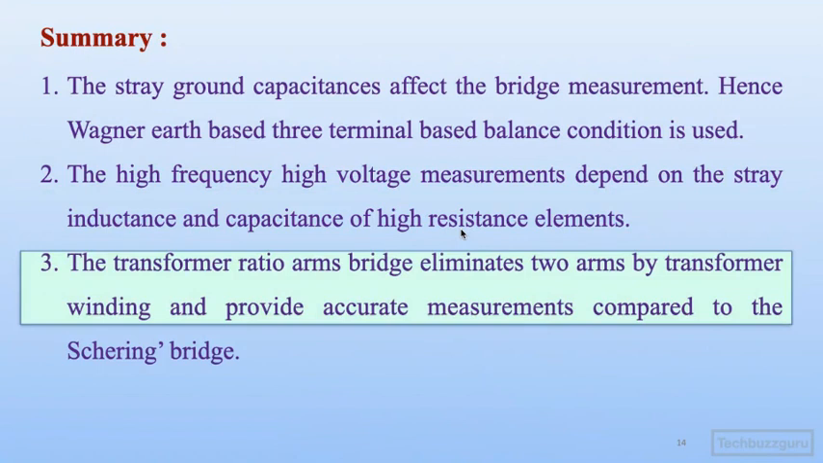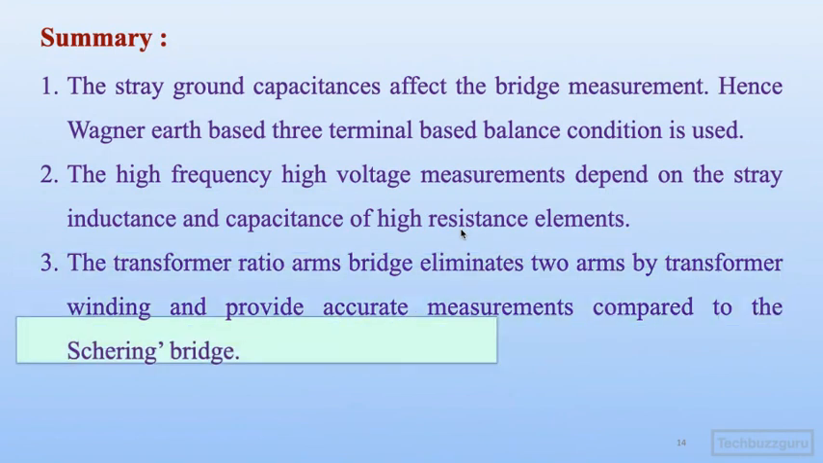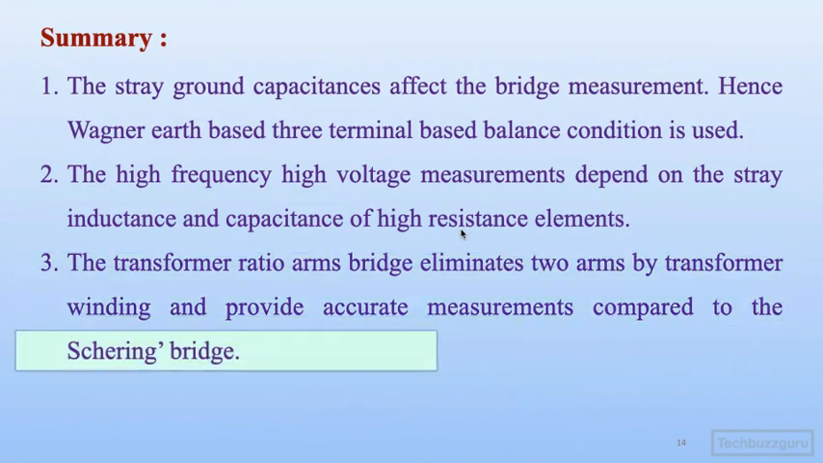The transformer ratio arms bridge eliminates 2 arms by transformer winding and provides accurate measurement as compared to the shearing bridge. Shearing bridge से ज़्यादा better और accurate measurements रहेंगे high frequency के terms में और even at the low frequencies. Okay, but for power frequency, shearing bridge is preferred. So the analysis of these various methods is that the shearing bridge is preferred mainly for the power frequency measurements. But for high frequency, we use the transformer ratio arms bridge. Okay.